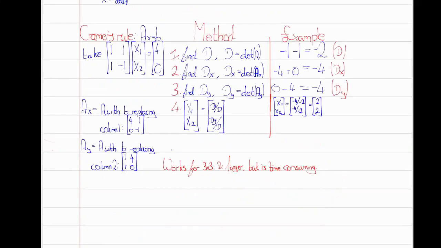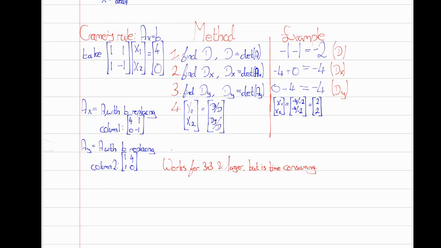Now, Cramer's rule. We can take some system AX equals B. So we're going to find D. D is the determinant of A. We're then going to find D sub X. D sub X is the determinant of A sub X, and D sub Y, where D sub Y is the determinant of A sub Y. For A sub X, we're going to replace the first column with B. For A sub Y, we're going to replace the second column with B.